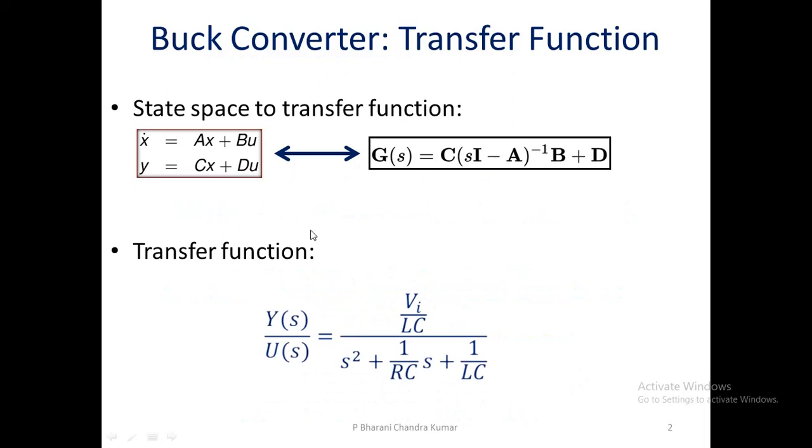So the first thing we are going to discuss here is how to convert the state space to transfer function. In the lecture we have derived the state space model for the buck converter, and once the state space model is obtained, you can use this formula, G(s) = C(sI - A)^-1 B + D, to get the transfer function. We substitute the corresponding A, B, C and D values from the lecture, and we get the transfer function like this.